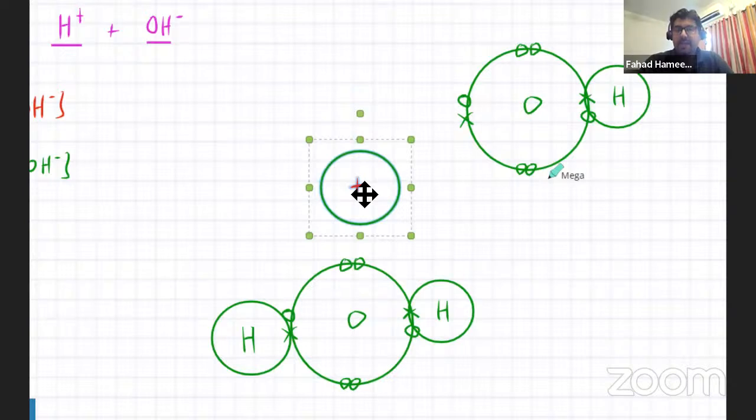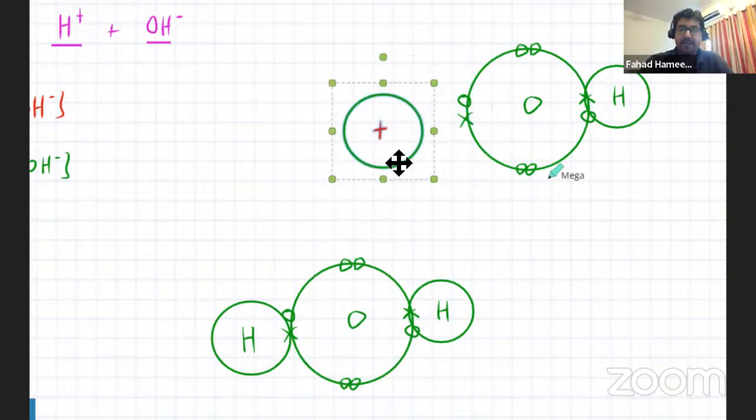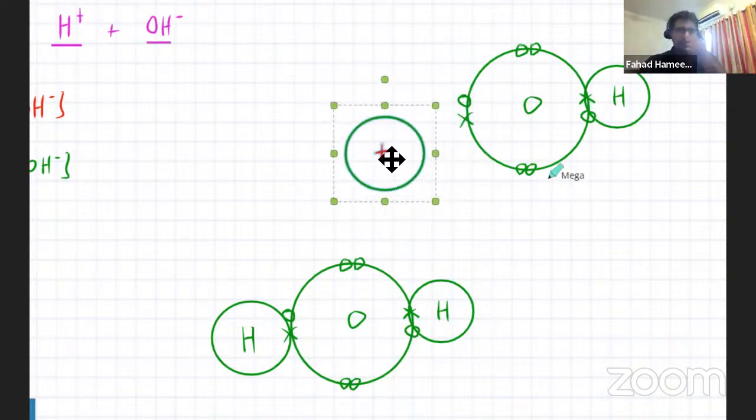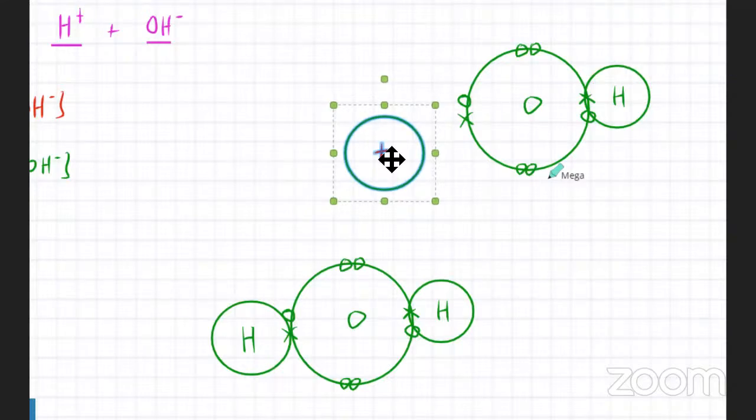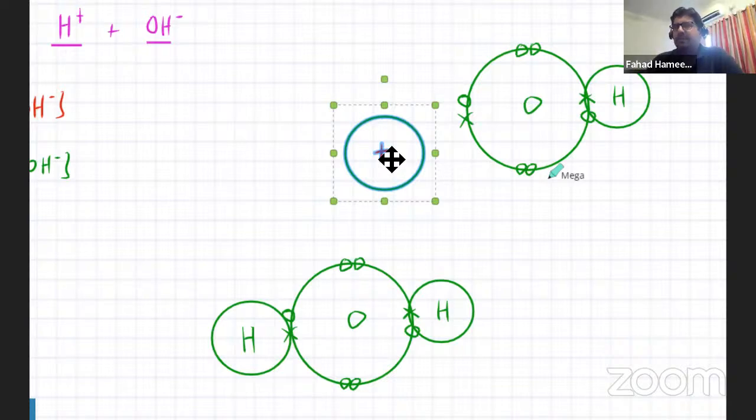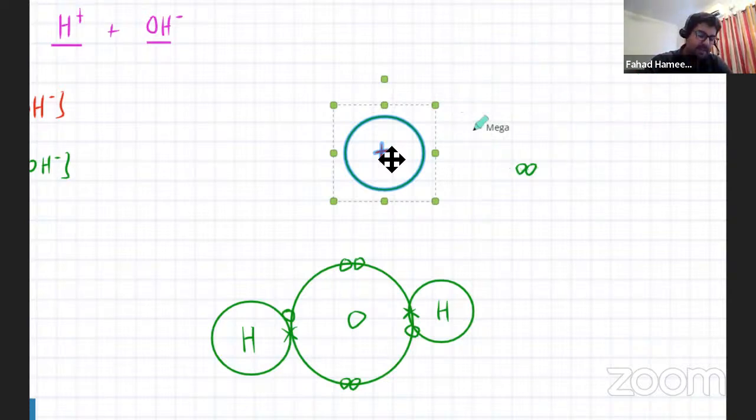And when dissociation happens, what would be the charge on this? It's going to be +1, right? Because it lost its electrons, right? Is that idea clear? Just the idea. So basically, it is a covalent molecule. That's not an issue, but this also happens with HCl. When you add HCl to water, HCl is a covalent molecule as well, but it dissociates and turns into ions.